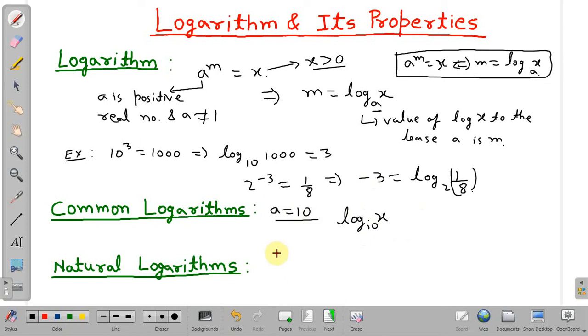And what is the natural logarithm? In the case of the natural logarithm, the base is equal to e, which is a constant whose value is 2.71828 and so on. We represent this as ln of x, or if we write the base, then log x with base e. Commonly it is written as ln of x. So these are the two normally used types, the common logarithm and the natural logarithm.